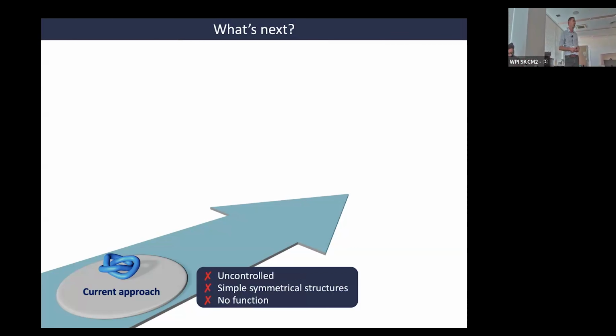The structures are quite simple, symmetrical, and we would like to break this symmetry, and they have no obvious function because we were not interested in introducing function. Of course, we were just interested in tackling the scientific challenges first. But we would like to address all this issue.